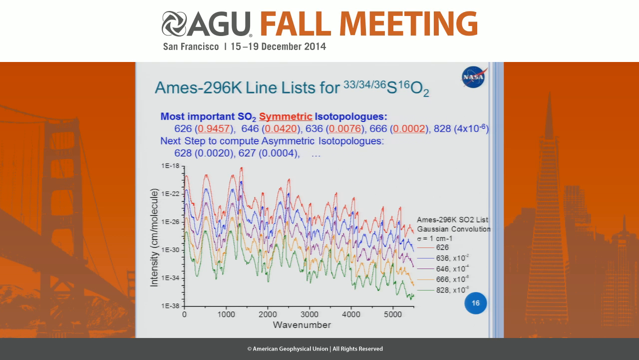So we continue to calculate the other 3 line lists for 636, 666, and 828. That's the 5 most important symmetric isotopologues of SO₂. Here are the spectra, and we hope they will be helpful to facilitate the lab analysis and the modeling.